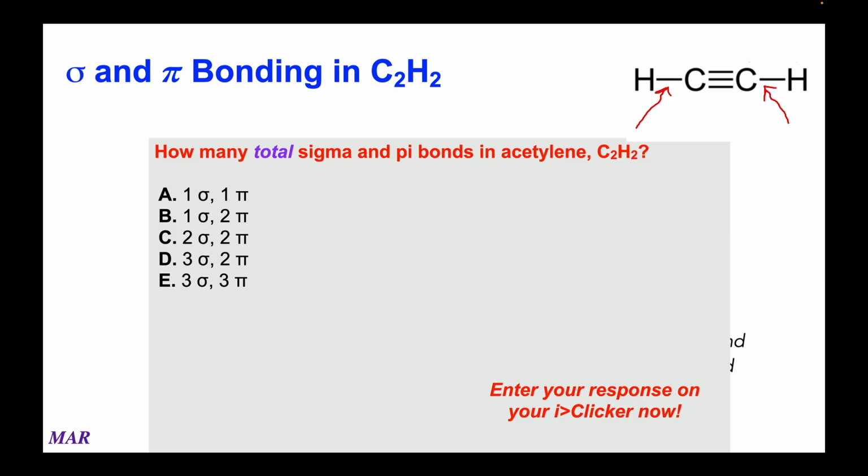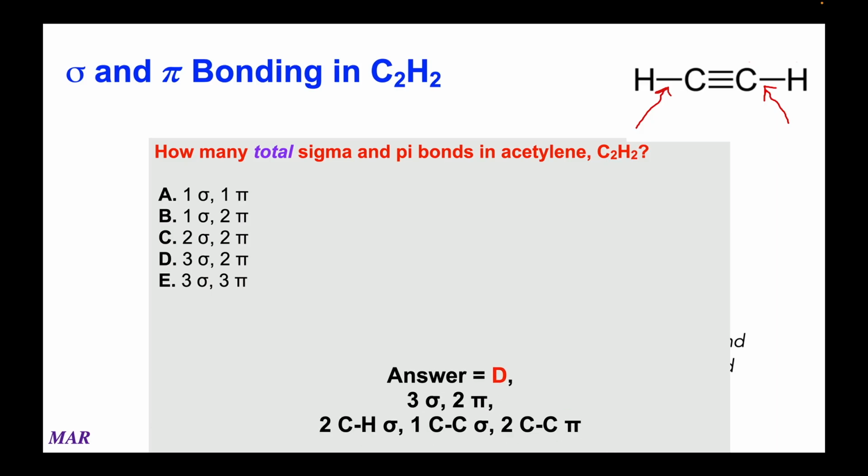So triple means 1 sigma and 2 pi. So if you count up all the sigmas, and you have to include the CH bonds, there are 3 sigma bonds and 2 pi bonds for 5 bonds total. That's going to be answer D. All right. So if you see a question like this, just don't forget the CH bonds. A lot of times people forget those, but they do count. They also have sigma bonds.